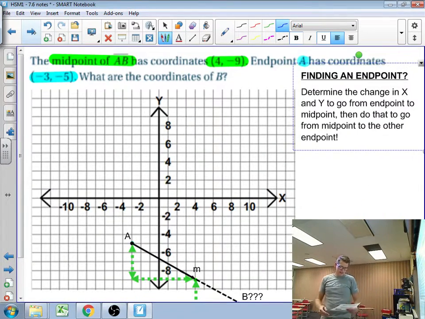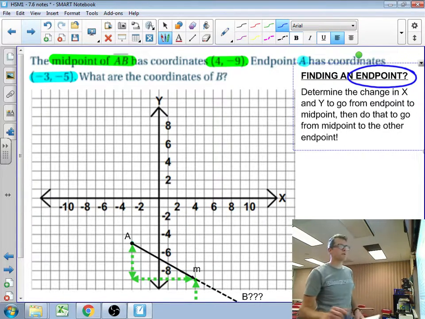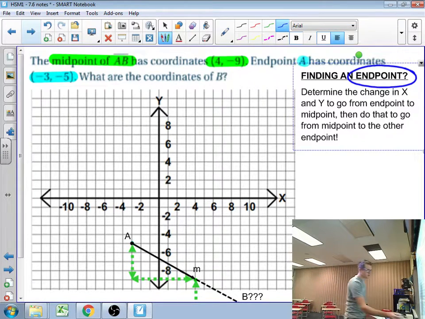So here in the next problem, I went ahead and put a coordinate grid up here so you can understand what we're trying to do. We're trying to find an endpoint now. We're not trying to find a midpoint, we're trying to find an endpoint. So check this out. It says the midpoint of AB has coordinates (4, -9). So I went ahead and showed that right down here, (4, -9).